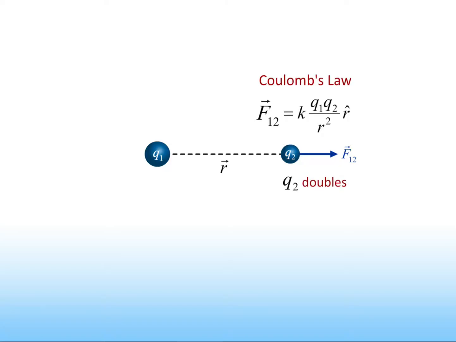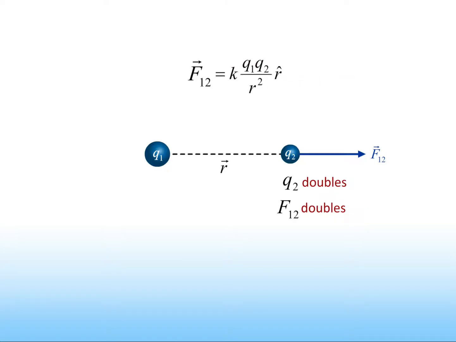Suppose now we double the magnitude of the charge Q2, keeping everything else constant. How will the force on Q2 change? Since F12 is proportional to Q2, the magnitude of F12 will simply double, and its direction will remain the same. Something is staying constant here, and that something is the force on Q2 divided by the magnitude of Q2.